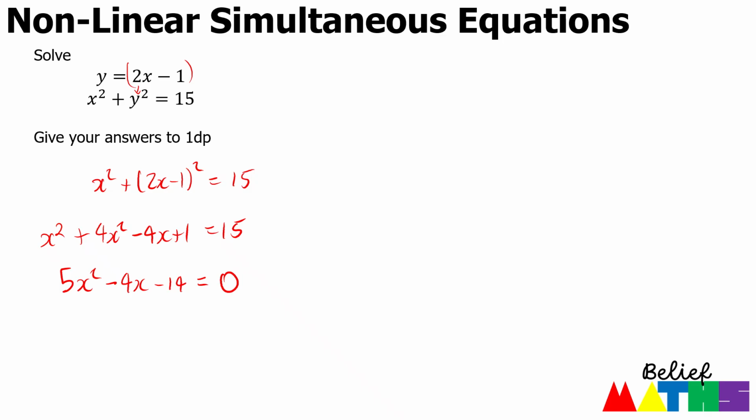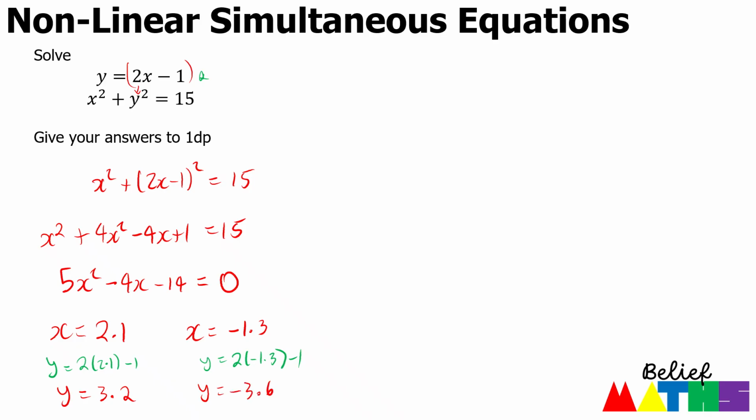So using our quadratic formula, we get answers of x equals 2.1 and x equals minus 1.3. And then to get our y values, we're going to substitute each of those values into our first equation. So again, in this case, I'm going to write it in green because you don't have to write this in the exam. We get y equals 2 times 2.1 minus 1, and in this case y equals 2 times minus 1.3 minus 1. And the answers we get in each of those cases are y equals 3.2 and y equals negative 3.6 as our final answer.